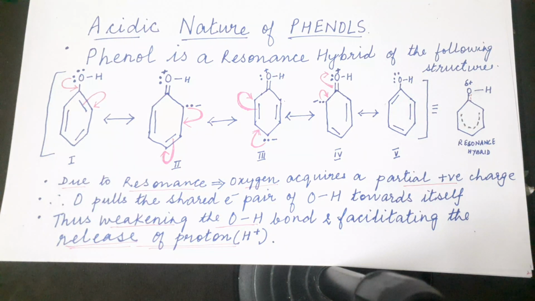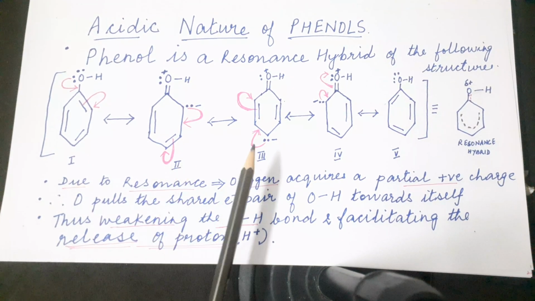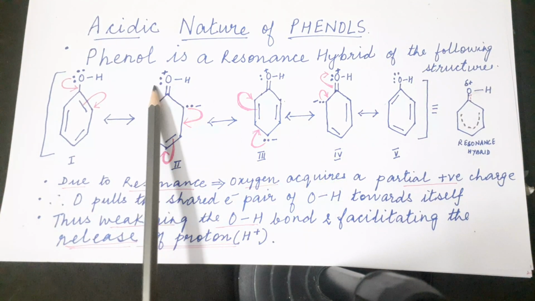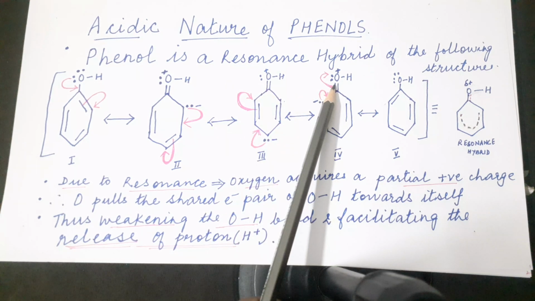Hello everyone. In this session, we are discussing the acidic nature of phenols and comparing the same with the acidic nature of alcohols. So, phenol is a resonance hybrid of the following structures, where in three of the resonating structures, oxygen has developed a certain positive charge.